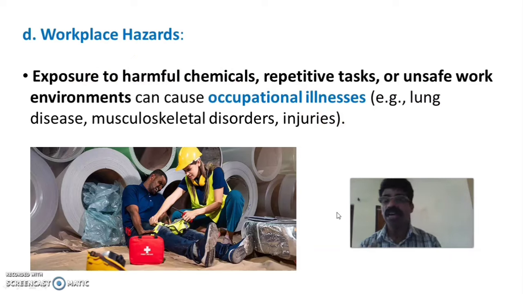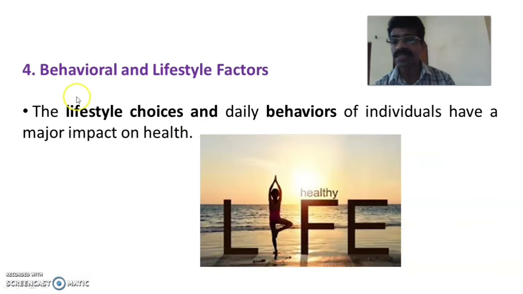So this is about how environmental factors influence the health and well-being of the individual or the human being. The next major factor is behavioral and lifestyle factors. So how do the behavior and lifestyle of the person influence health and well-being?